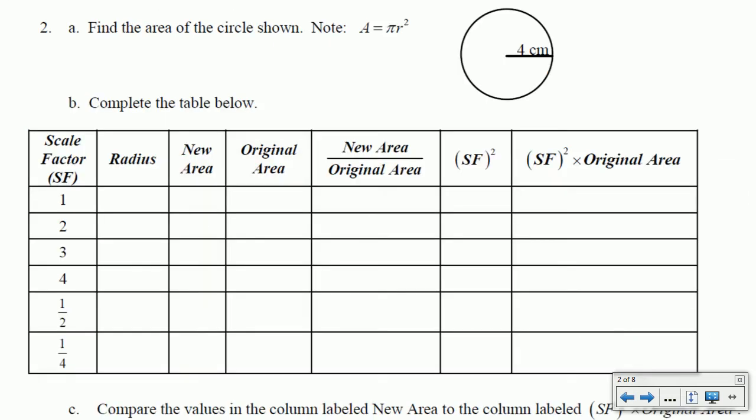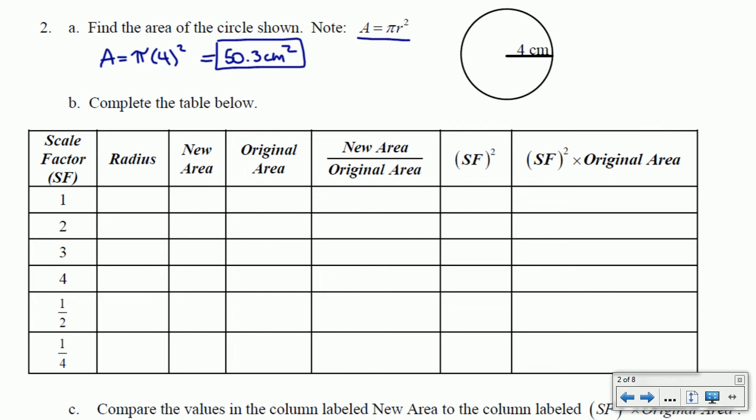Moving on to number 2, we have a circle with a radius of 4, and the area is given by pi times r squared. So the area of this particular circle is pi times 4 squared. 4 squared is 16, and we go 16 times pi, which gives us an area of 50.3 centimeters squared. And now we need to complete the table below.